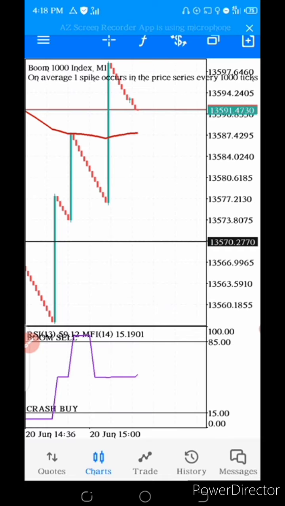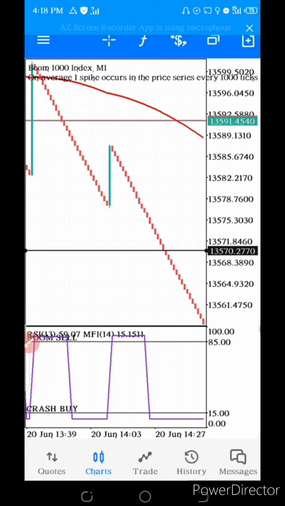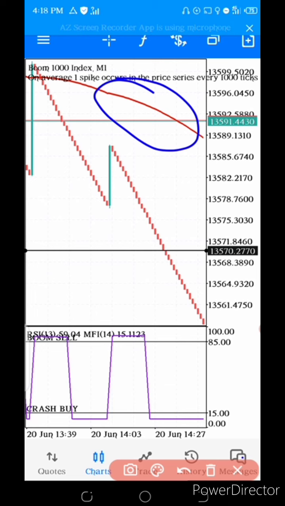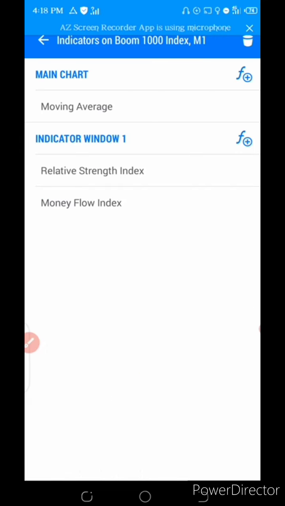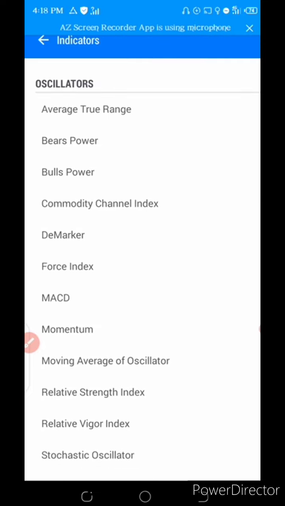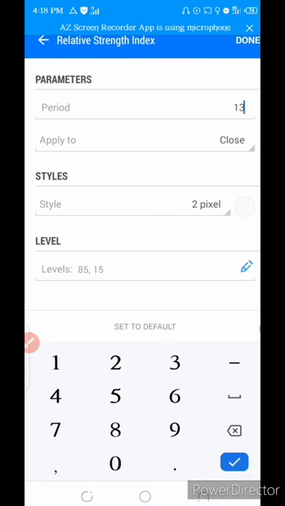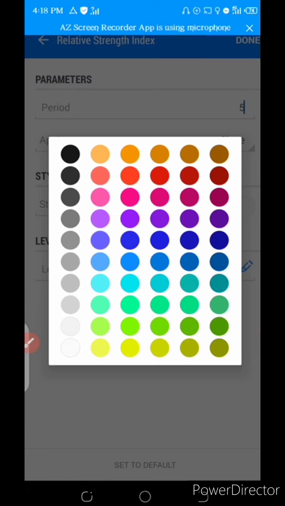Then you click on done, and you can see we have our moving average added to the chart. Okay, the next thing you want to add is another RSI. So click on the F button, click on main chart, and then look for RSI, and we are going to make this 5. We are going to make our color blue.